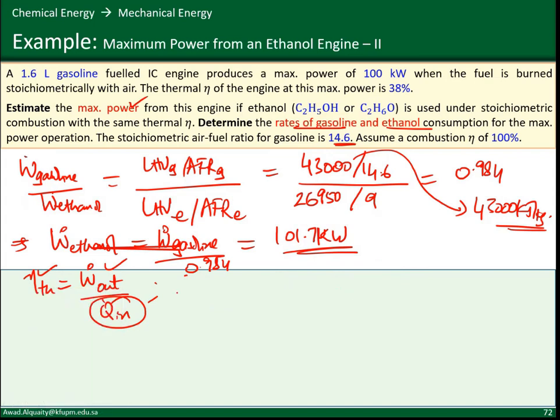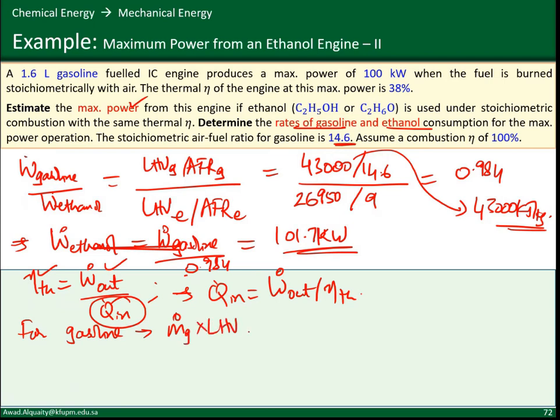So first, let's write Qn as work output by thermal efficiency. You have different work output for gasoline and different work output for ethanol. So when you write it down, the heat input for gasoline is mass flow rate of gasoline times low heating value for gasoline into the combustion efficiency. Combustion efficiency is the same for both. So this is 100 kilowatt or 100 kilojoule per second divided by 0.38, which is the thermal efficiency. Okay, this one is combustion efficiency.